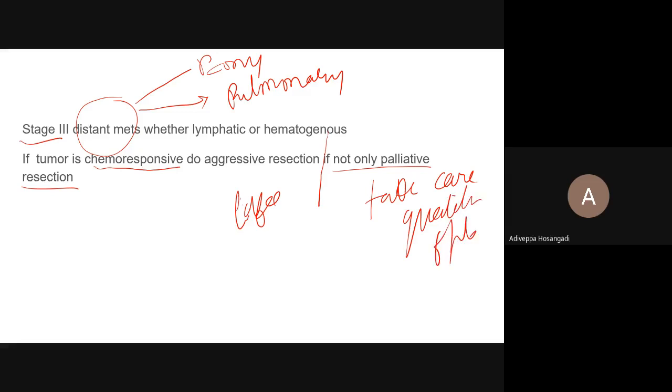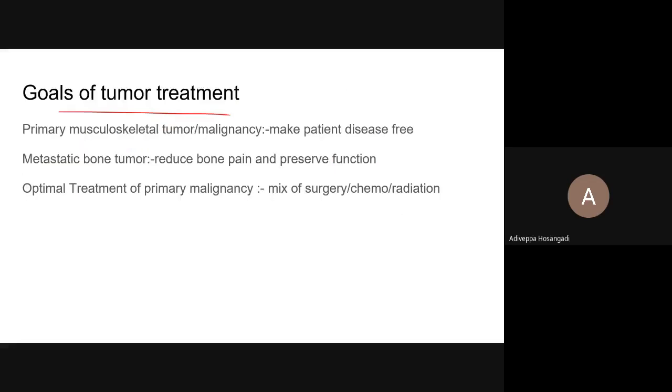Okay. So what are the goals of tumor management? Primary tumor, make patient disease free. Metastatic bone tumor, you know the patient is not going to survive for long. Reduce the bone pain, preserve the function. If there is a metastasis in proximal femur, suppose she is a patient of CA breast, she comes with a femur fracture. So what you do? You reduce the pain.